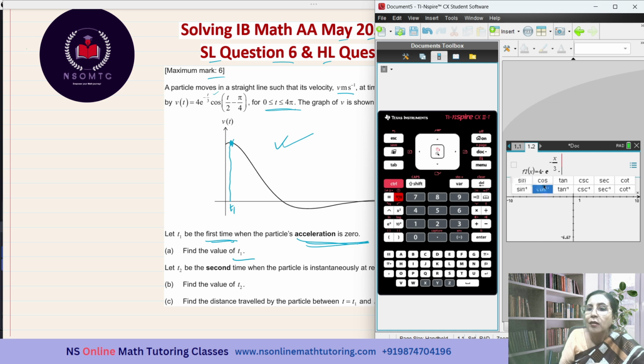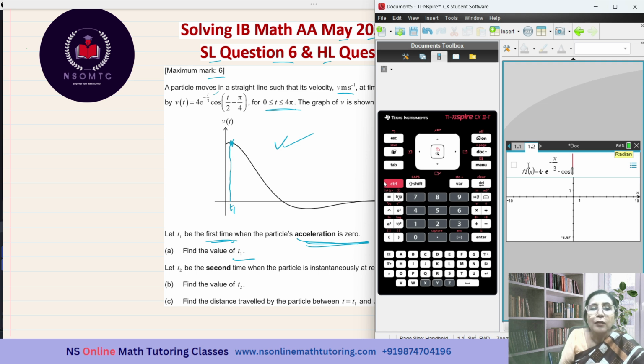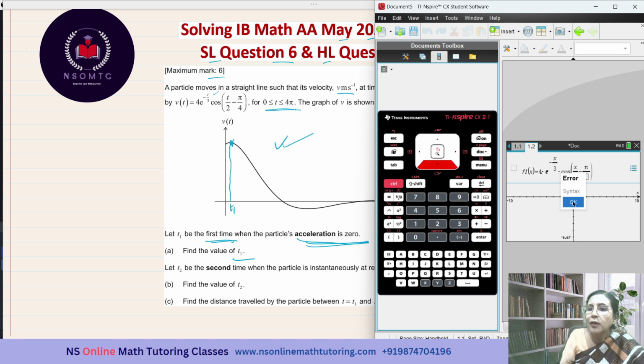cos, and make sure that your calculator is set to radians. So this is in radians. So cos, again, x over 2, not t over 2. x over 2 and minus pi over 4. So it is pi over 4. Fine, I feel that I have entered the expression correctly.